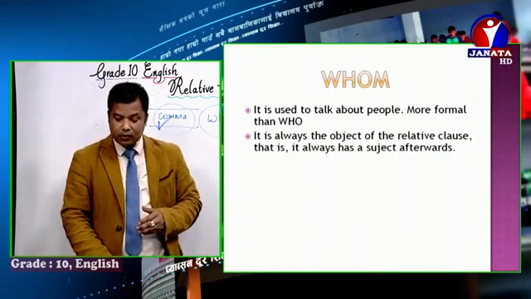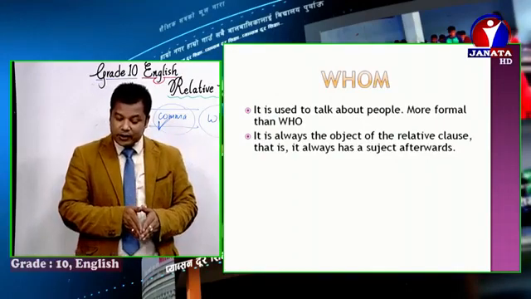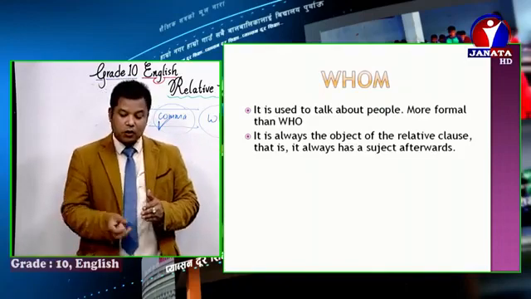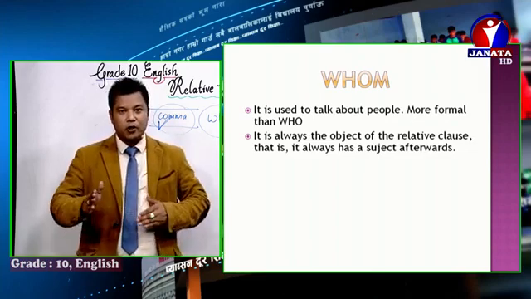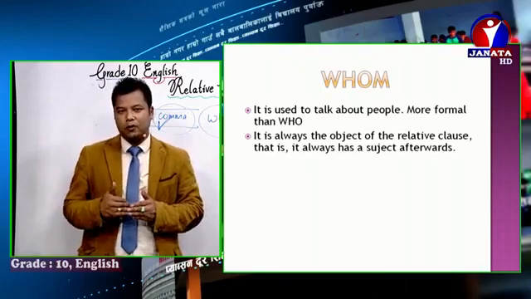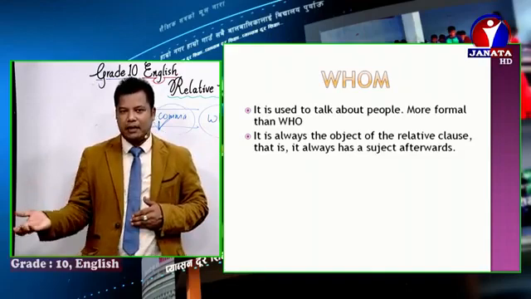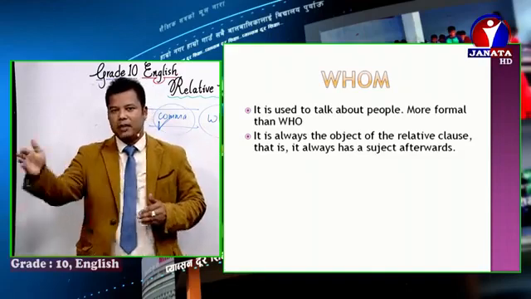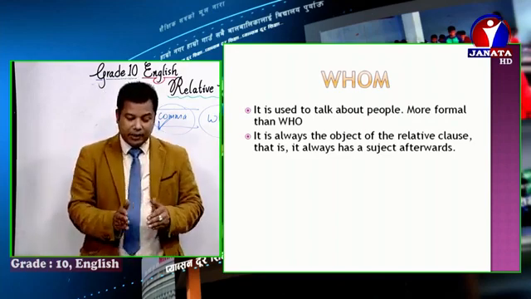Whom is used to talk about people, more formal than who. Now, let us read a few more pieces of information. It is always the object of the relative clause. It can never take the position of a subject, like the case of I and me in simple pronoun function. I is always the subject, me is always the object, and therefore we never bring me at the beginning of a sentence. So it's wrong to say me is happy, as simple as that. It's always I am happy, you make me happy. That is subject and object function. So we apply the same techniques here.